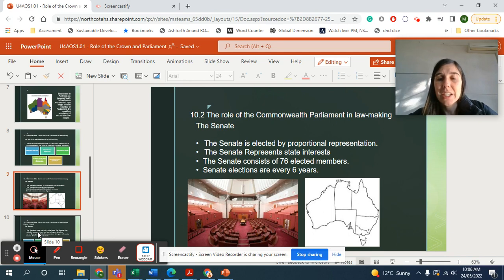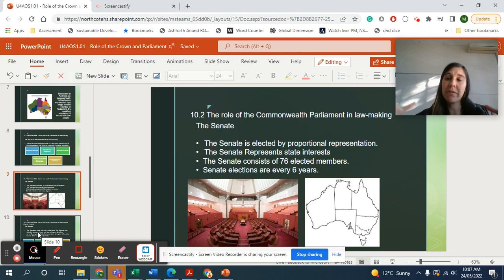Okay, the second House of Parliament is a little bit different. It's known as the Senate, and the Senate actually represents state interests rather than individual people's interests. The reason behind that, if you're interested, is basically before Australia became a federation, grouped together, it was made up of single states who did their own thing.